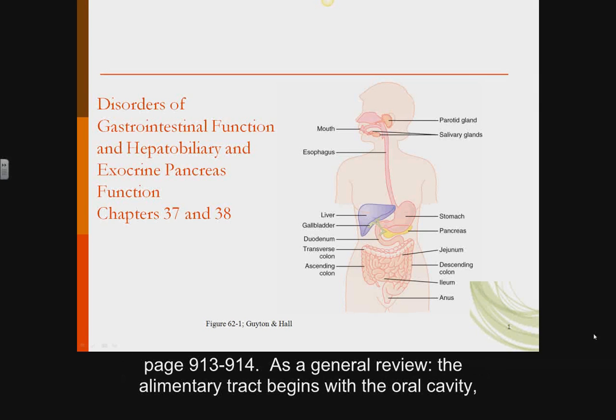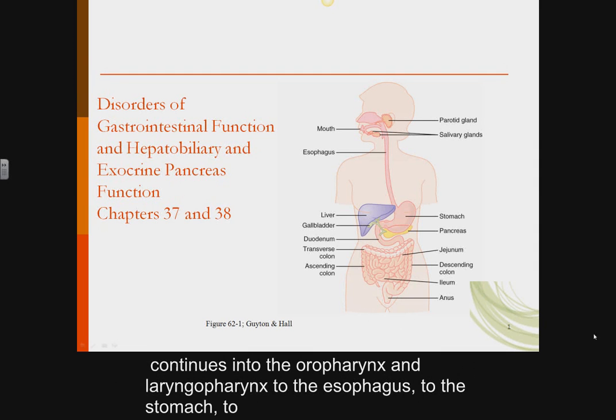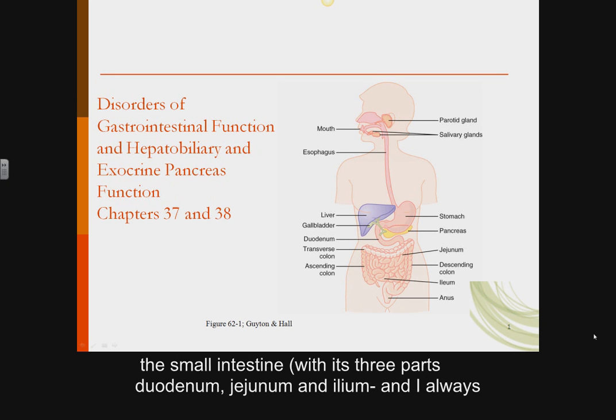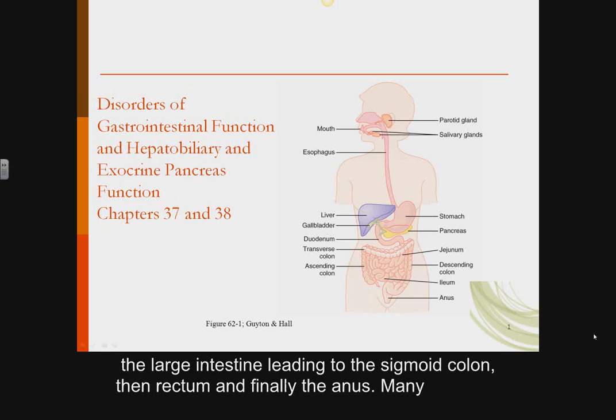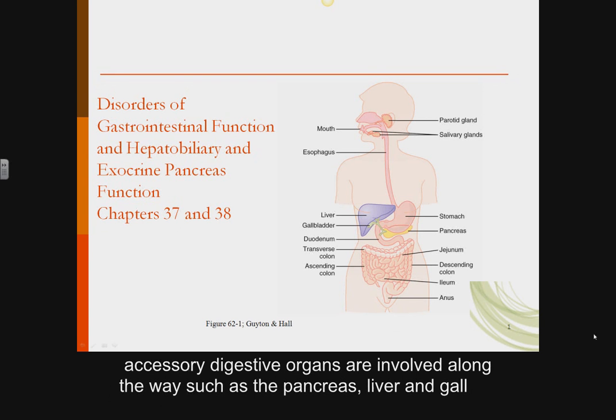As a general review, the alimentary tract begins with the oral cavity, continues into the oropharynx and laryngopharynx, to the esophagus, to the stomach, to the small intestine with its 3 parts, the duodenum, jejunum, and ileum. And I always remember this as the Dow Jones Industrial. Through the one-way ileocecal valve and into the large intestine, leading to the sigmoid colon, then rectum, and finally the anus. Many accessory digestive organs are involved along the way, such as the pancreas, liver, and gallbladder.